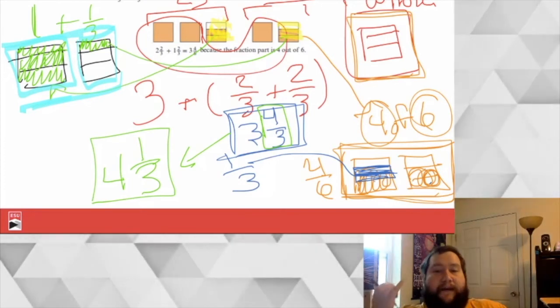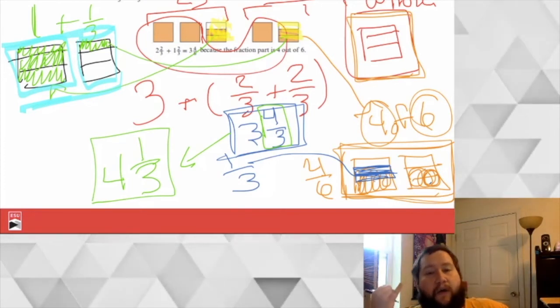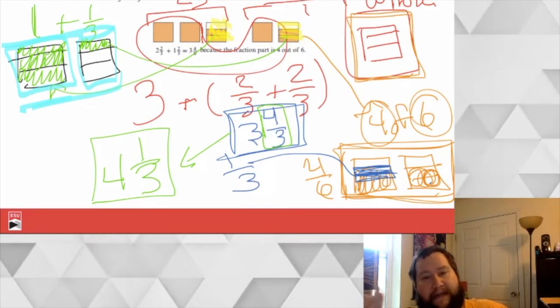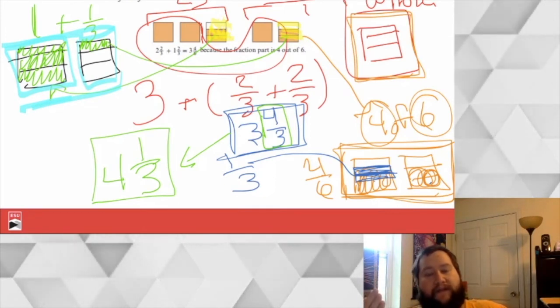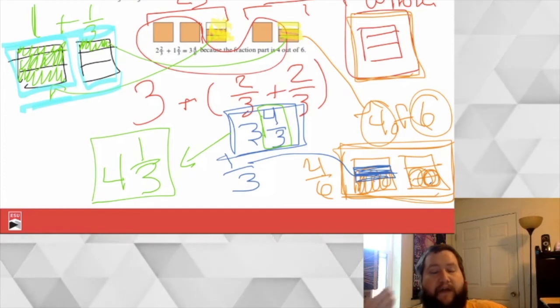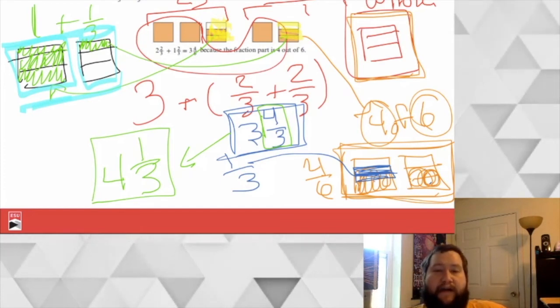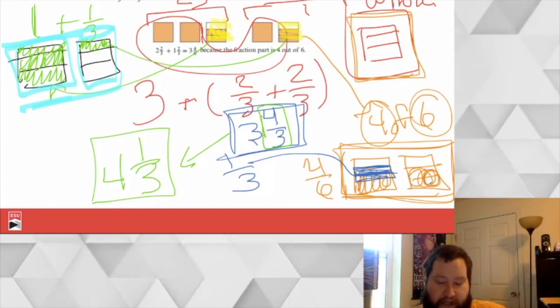So again, thinking about fraction addition and subtraction, what is our whole? What's the size of the part of each whole? And how many of each of those size pieces do we have? Those are the 3 things we need to keep track of when we're working through fraction addition and subtraction.